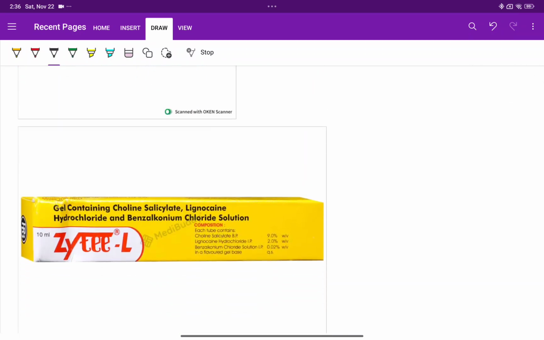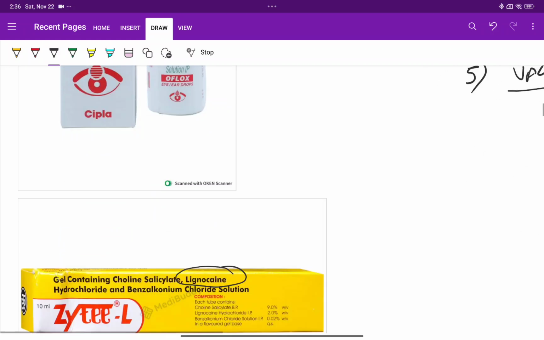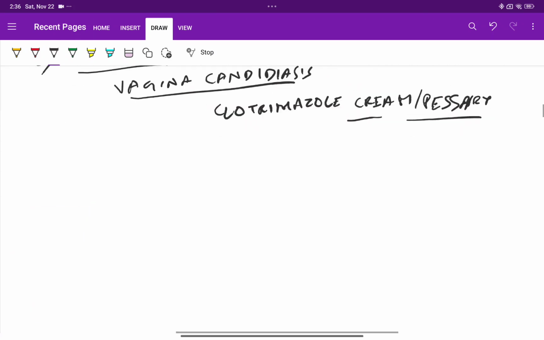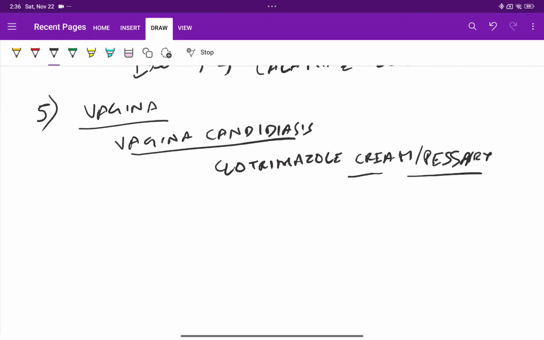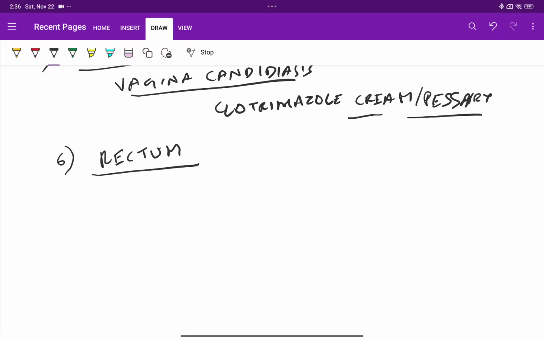Already we discussed that for the oral we have lignocaine gel for the mouth ulcers. Okay, this is the ofloxacin antibiotic eye or ear drops for the local action in eye and ear infection. Next one we will be talking about the rectum. Here we have two kinds of medications. One is the enema, one more is the suppository.